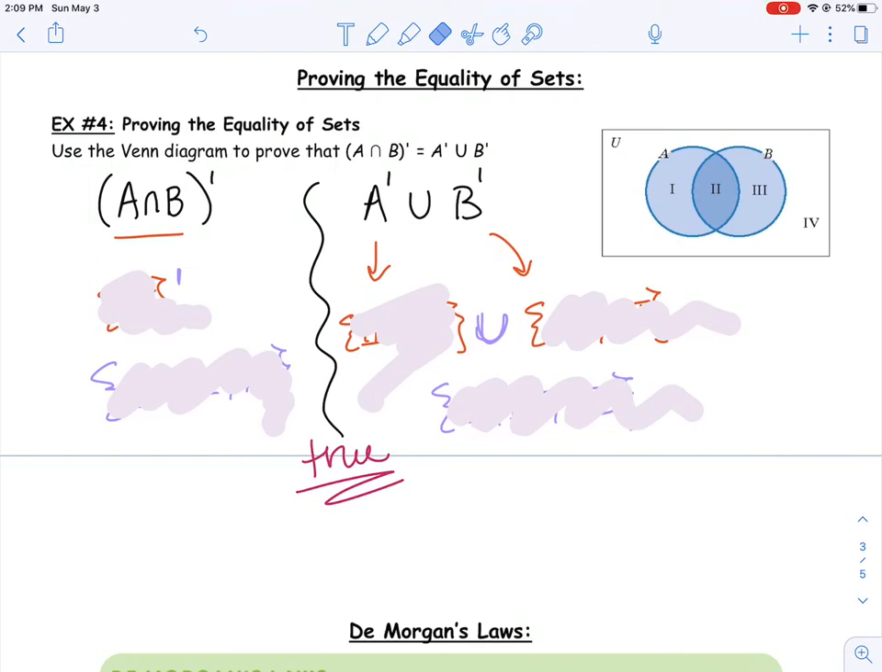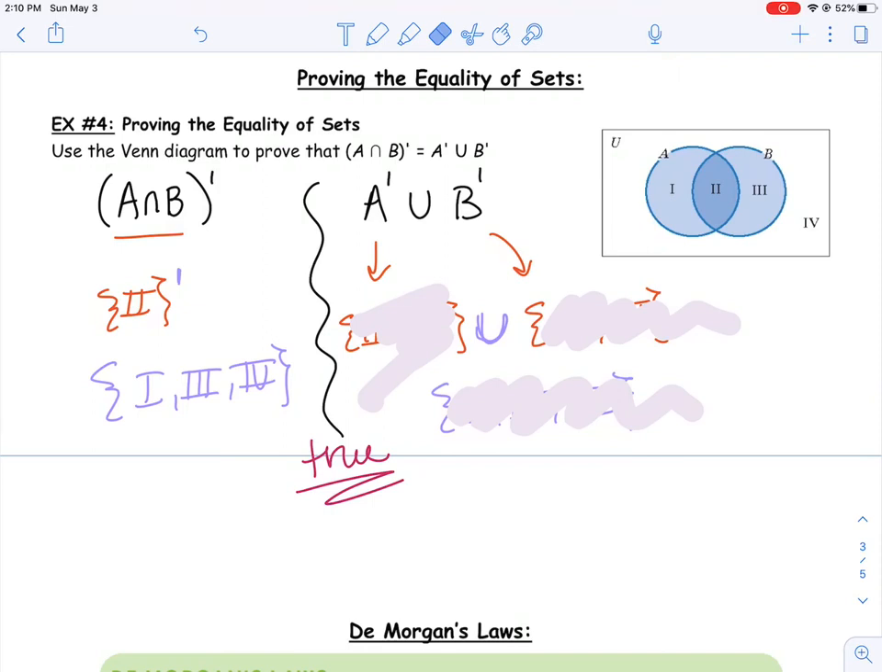All right, for the left side, remember parentheses I'm going to do first. So what is the intersection of A and B? I got the region 2. Then I want to apply the outside piece, the complement. So what this is saying is what regions are not the region labeled number 2? Well, that would be region 1, 3, and 4. All right, let's see if we get the same answer on the other side.